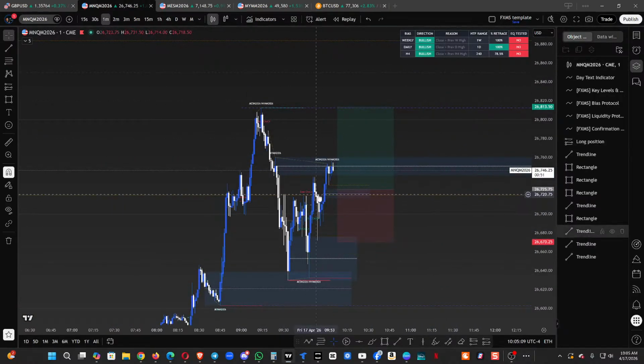Don't really want to be trading all this kind of chop in between. Just like over here, right? I told you this was a setup that we would take if we had confirmation, but obviously because we're in chop, lo and behold, it doesn't work out.